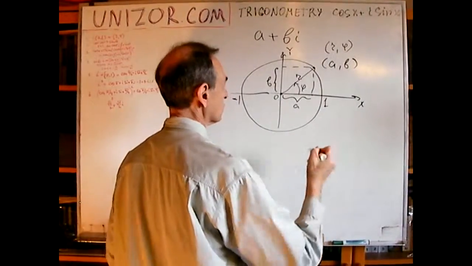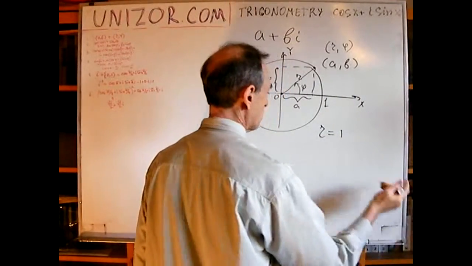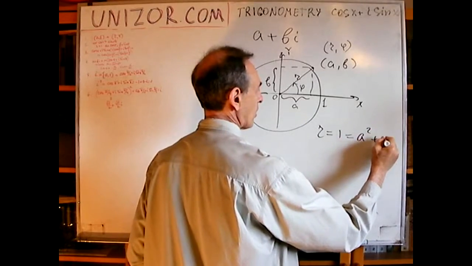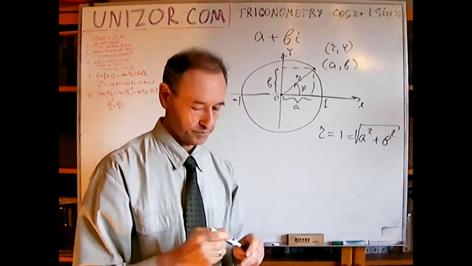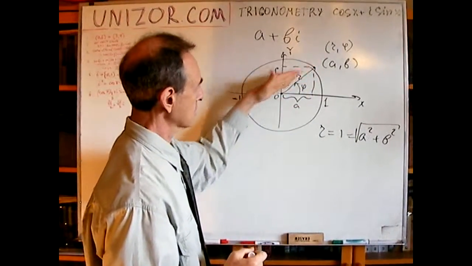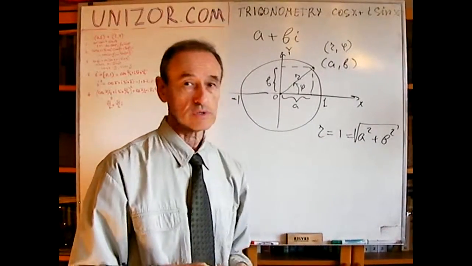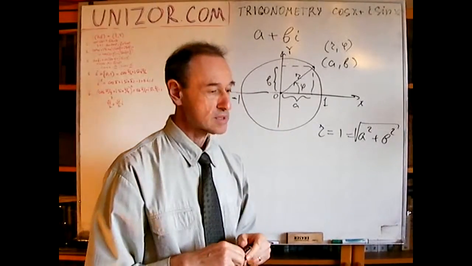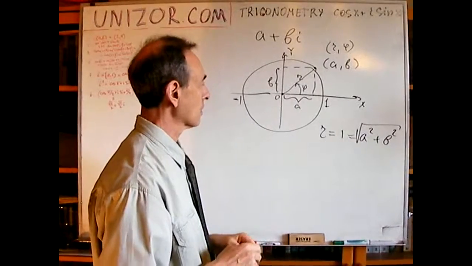So r is equal to 1, and using the Pythagorean theorem, obviously it means that a squared plus b squared, or square root of them, is equal to 1. Right? A squared plus b squared is r squared, so if r is equal to 1, that's what it means. It's called modulus. So the modulus of this complex number is 1. It means it lies on the unit circle.